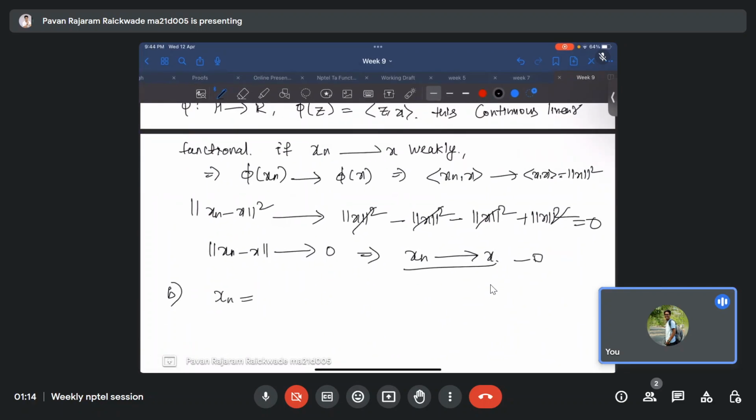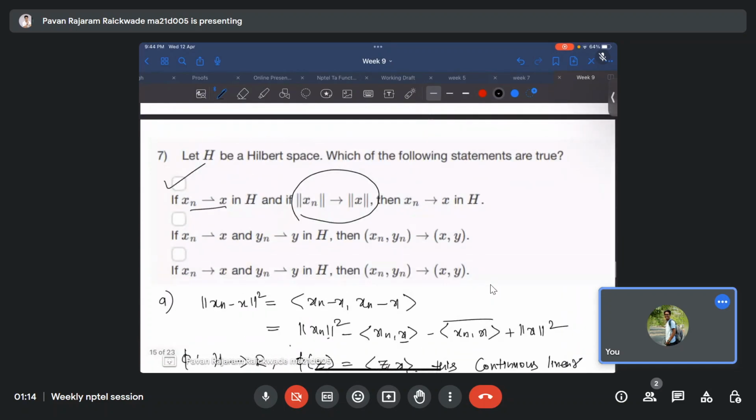If you take xn to be the standard vector, suppose en's in maybe L2, and then we know that this en converges weakly to 0, and inner product of en with en is 1, that converges to 1, but the limit would be 0. It's just an easy counterexample, so this is not true.